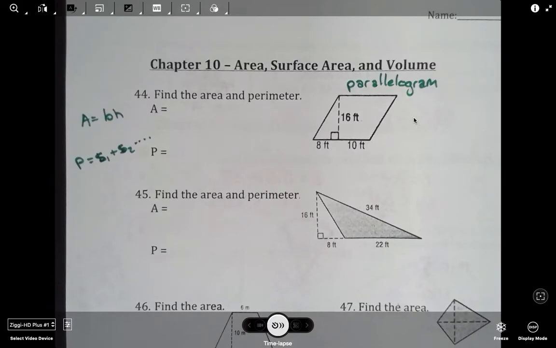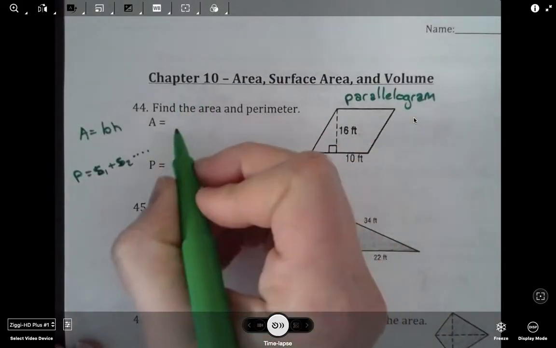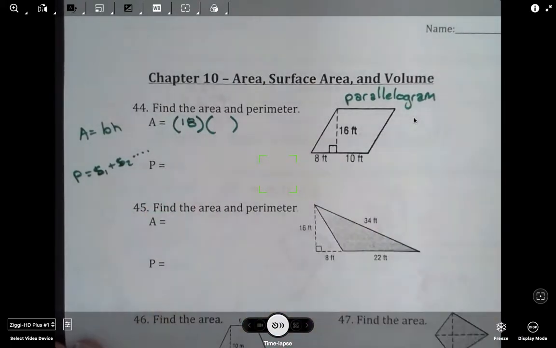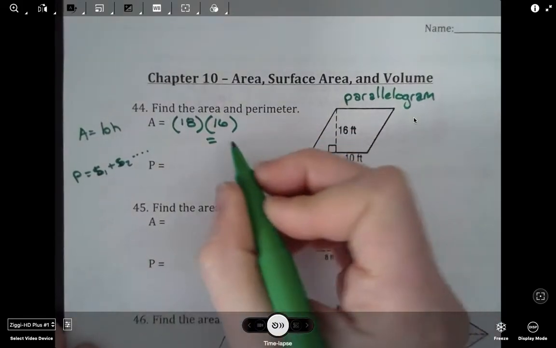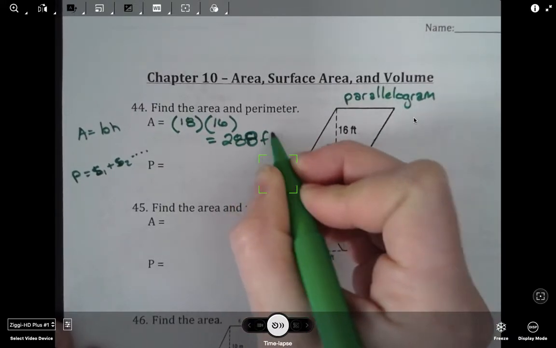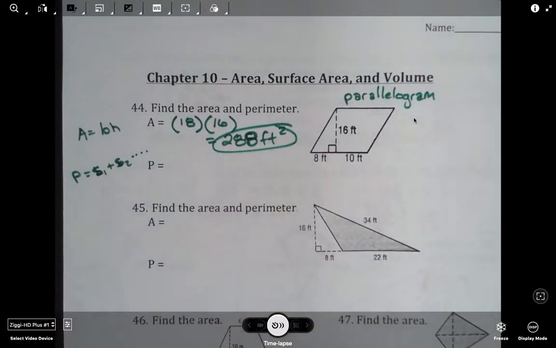Area is easier, right? Area is base times height. The base is 18, because you add the two together. Height is 16. Those multiplied together is 288, and that is in feet. 288 feet squared.